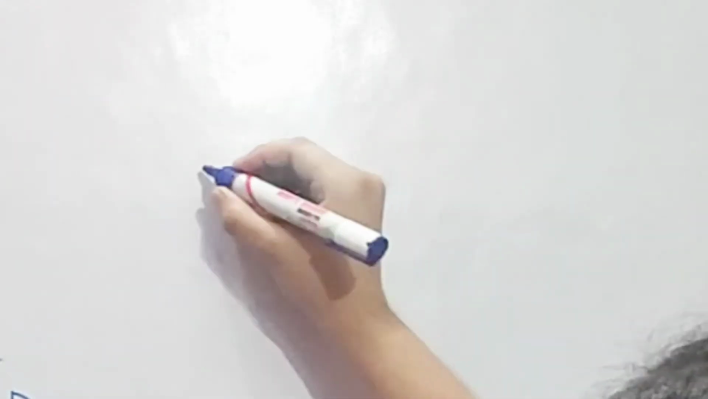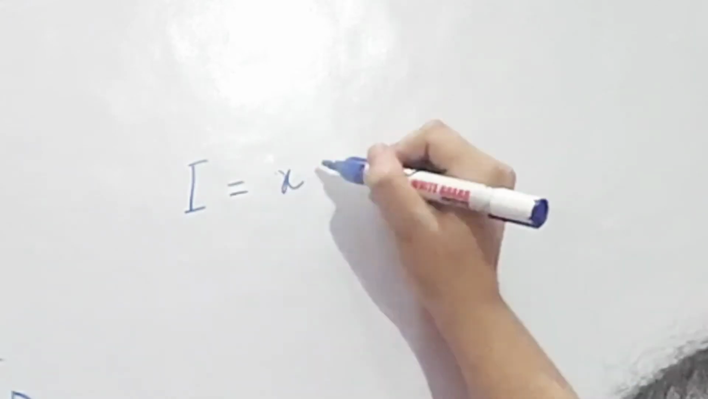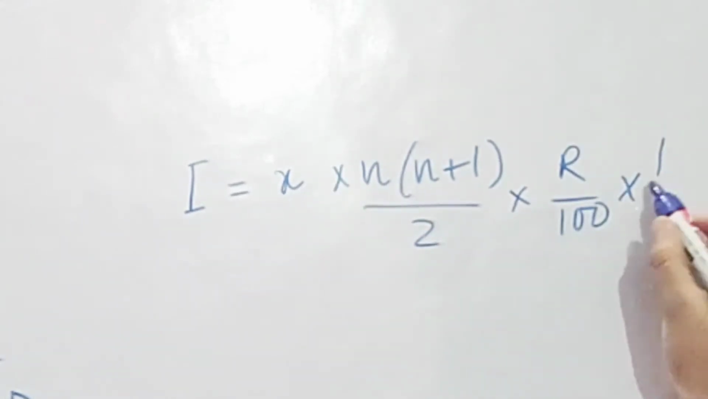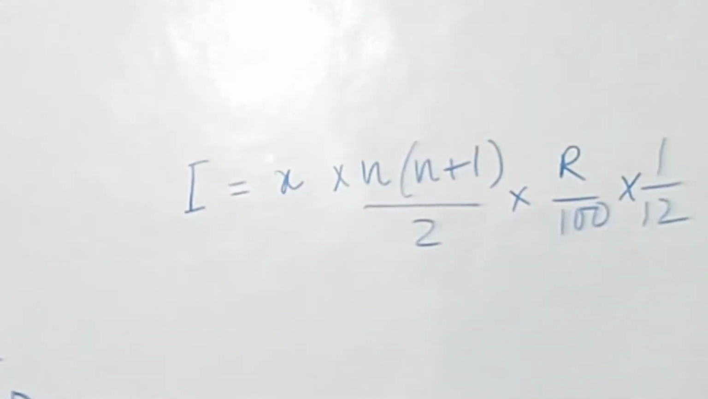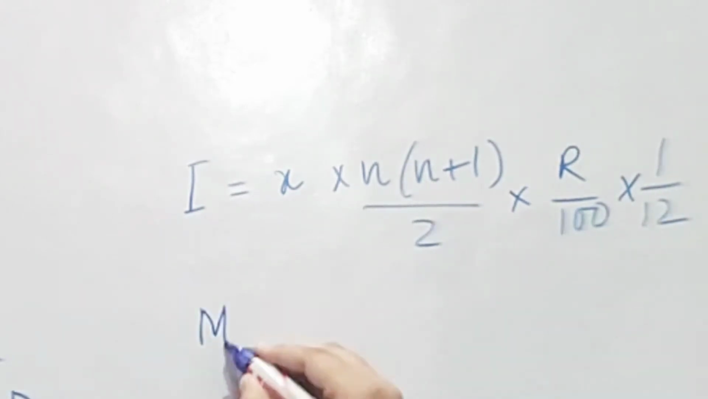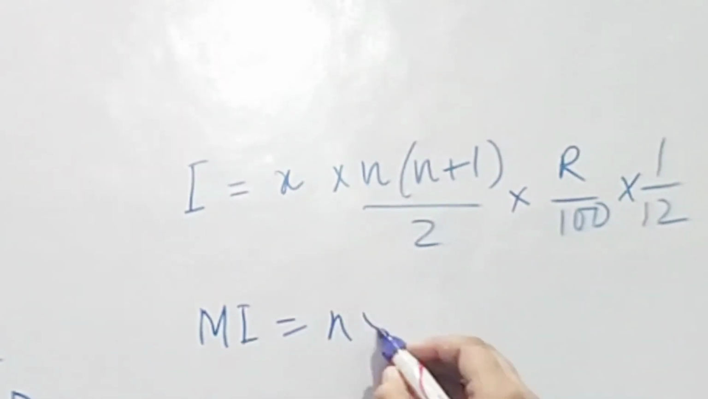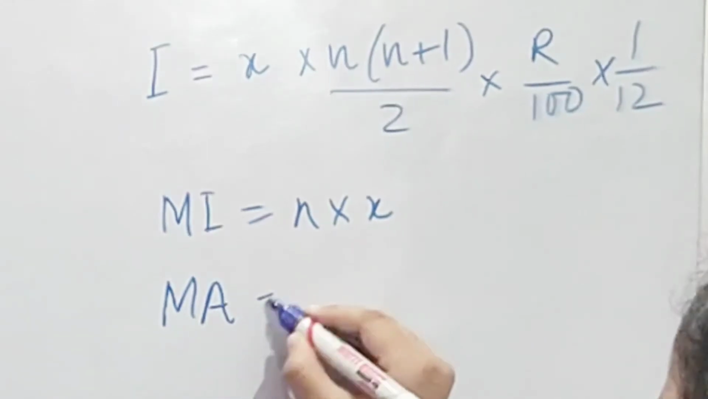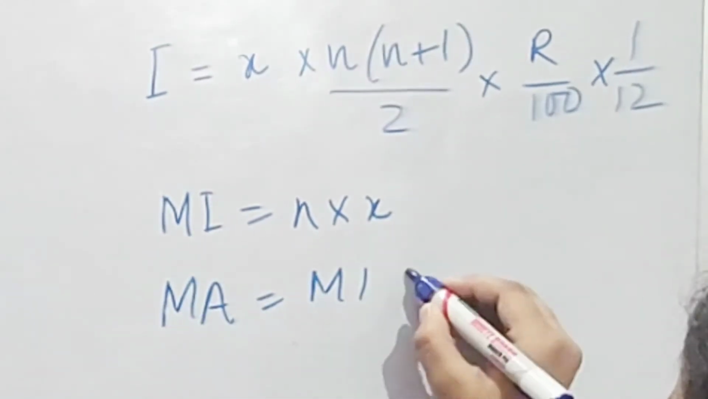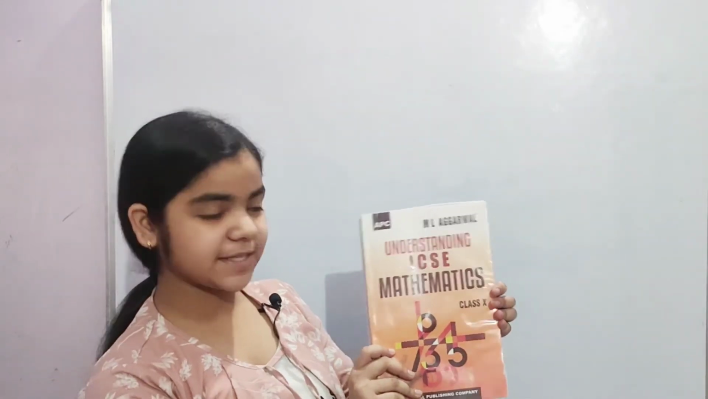The formulas which we are going to use in this chapter, first formula is of interest. At every place the value of t will be 1 by 12. Monthly installment is n times x. Matured amount is MI plus I. I will be using Emil Agarwal mathematics over here.